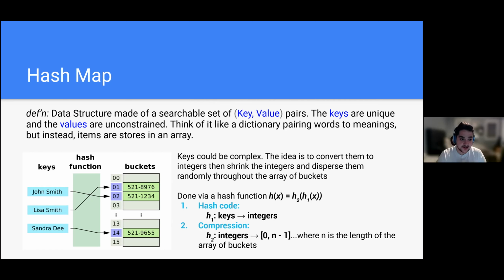And then, yeah, think of it like a dictionary pairing words to meanings, but instead items are stored in an array. Below, down here, you can kind of see where it says keys and hash function and buckets. This is kind of like the behind the scenes of how it works. This isn't too important for the actual LeetCode part, as long as you know how to use it. I'm seeing in the chat, someone's asking, isn't this a hash table? Hash table, hash map, dictionary, they all mean the same thing.